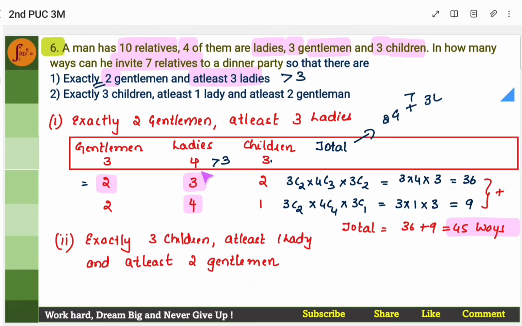Maximum ladies is 4. So 3 ladies and 4 ladies. Now you want the total number of invitees to be 7. So you have 2 gentlemen, 3 ladies. How many people are left now? 5. So you need 2 more. So you'll take it from children, 2 children.